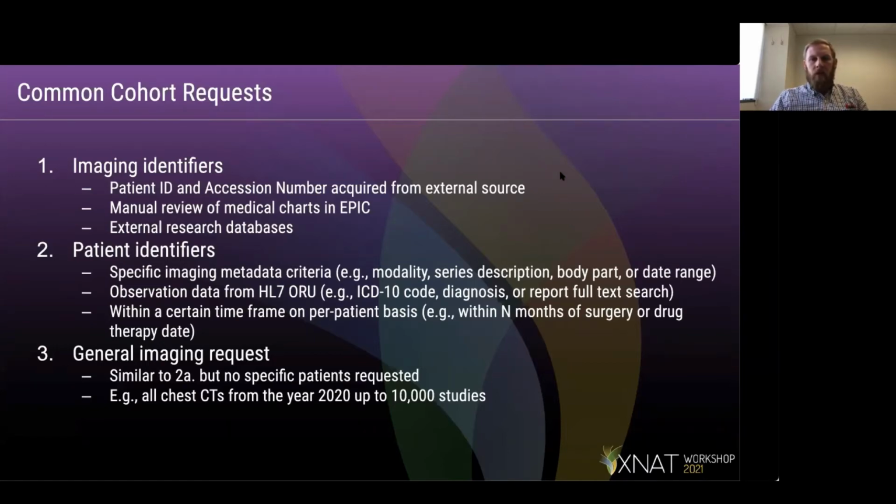So we can do things like focus in on modality, series description, body part, and so forth. And also we can look at the clinical observations and reports. We can actually do full text searches on the reports. And then other useful things like ICD-10 codes or diagnosis. And then there are also just general requests, no specific patients. This is similar to two, but you might want all brain imaging or all chest CTs from a particular year up to a certain amount of studies.